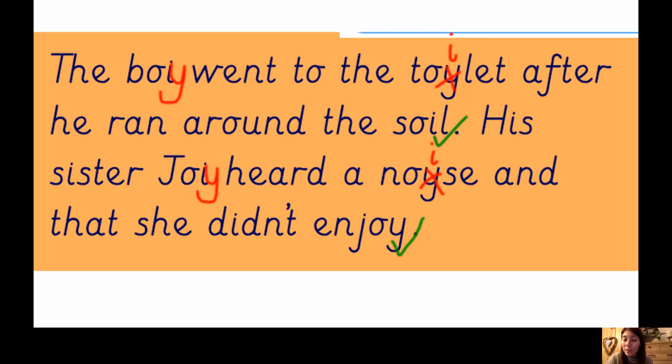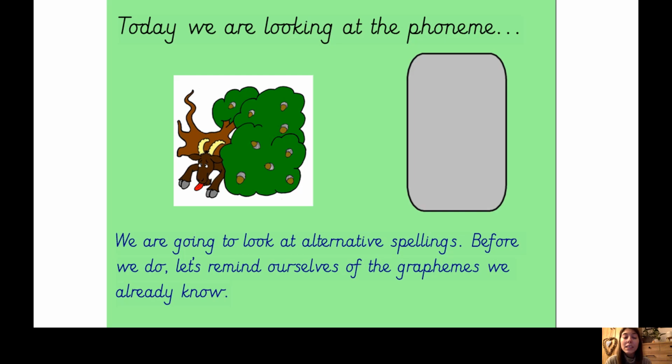Now let's have a look at what we're doing today. Today we're looking at the phoneme that matches this picture on the screen. Oh, a tree has fallen on the goat. This is not good. Can anyone remember what sound this represents? I'm giving you a clue if you can see me in the bottom. That's right, it's oh, like oh no, the poor goat.